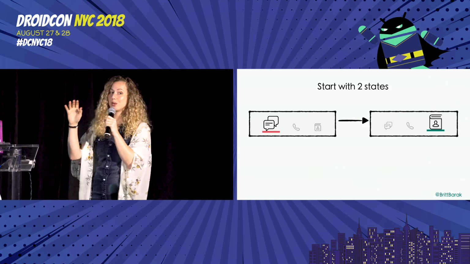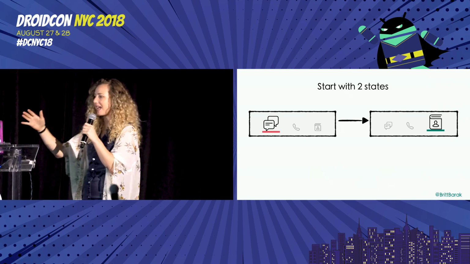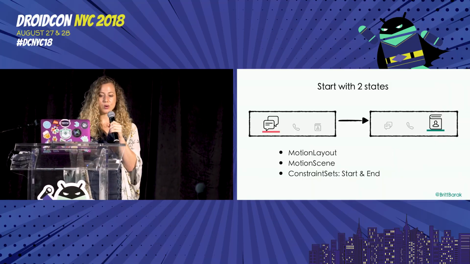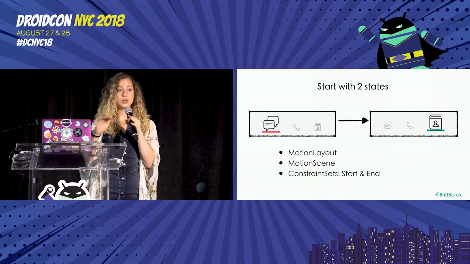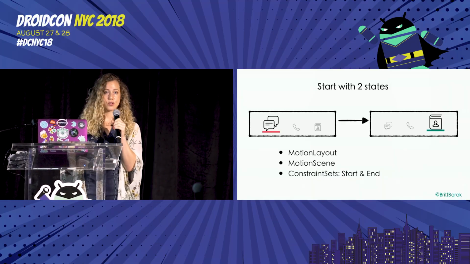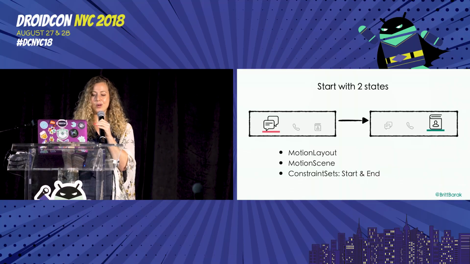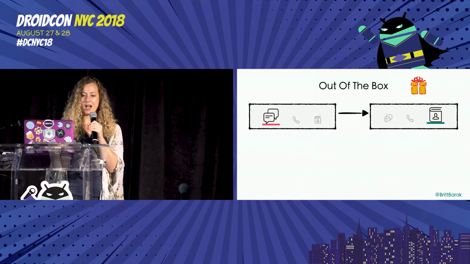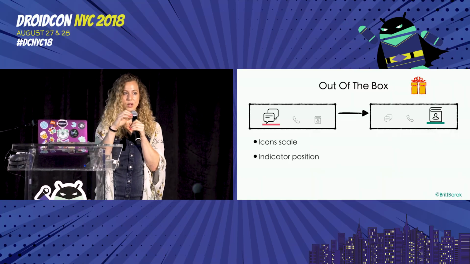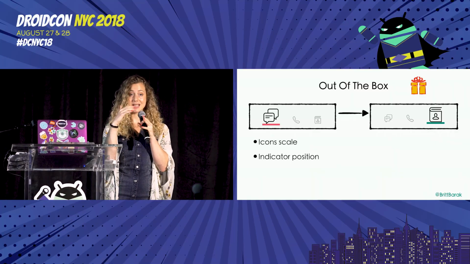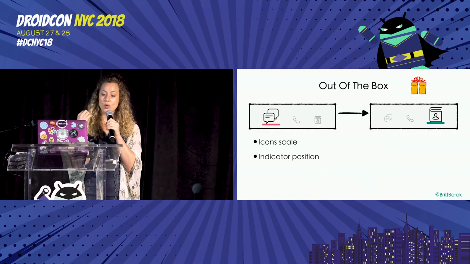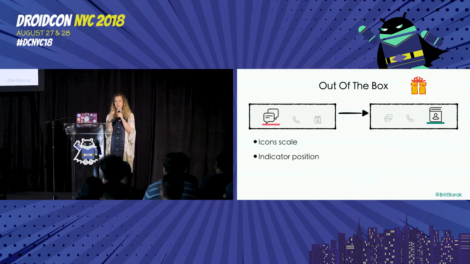So basically, we can start with two states. We already know how to do it. We have a start state. We have an end state. And we already saw how simple it is to do. Create a motion layout, create a motion scene, and then two separate constraint sets for the start and the end. Very simple. And then out of the box, as I promised you before, we'll get the icon scale, right? Because if we define the sizes, it's part of the things we get out of the box as constraints. So the icons would be animated, the scale would be animated for us.